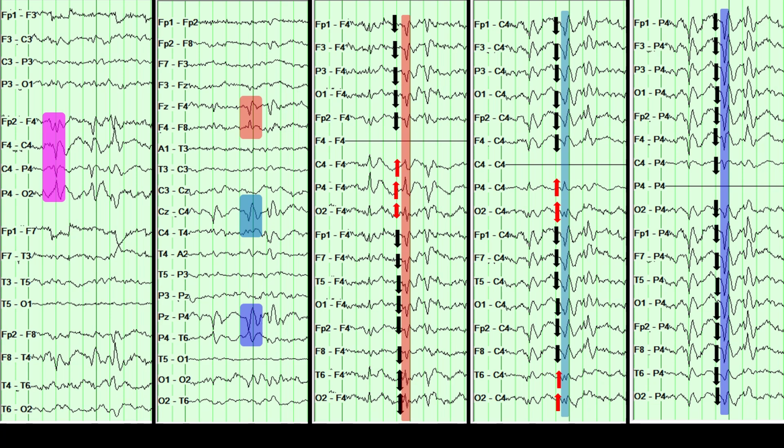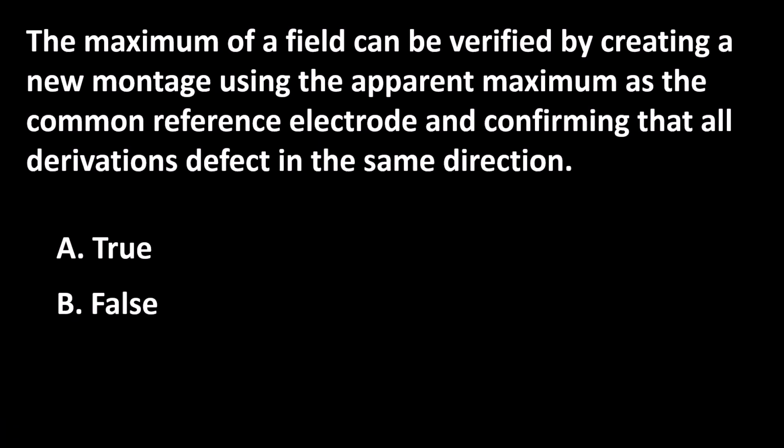An isopotential map can be easily drawn using the maximum or the minimum of a field. If you have difficulty understanding the concept of maximum and minimum of a field, you may want to see the other videos regarding montage that I have put on YouTube. Especially, you should see the one about common electrode reference montage. So the answer to this question is true.